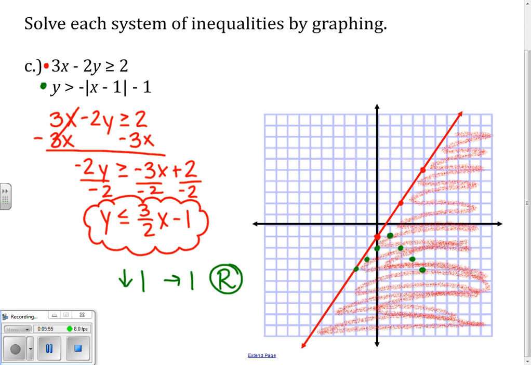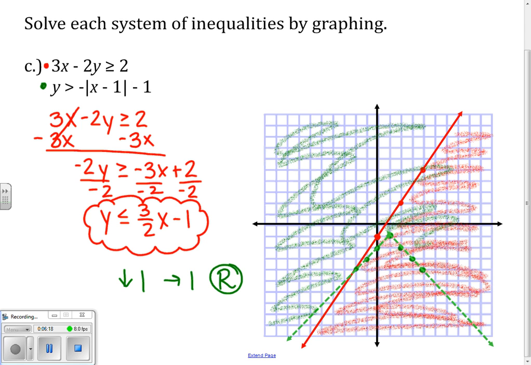And when I draw the line in, it's going to be dashed. Sometimes I think the trickiest part of these questions is ignoring whatever is on the graph for the first inequality in order to complete the second. Now, that absolute value inequality needs to be shaded as a greater than.